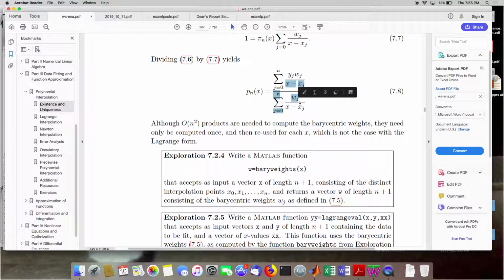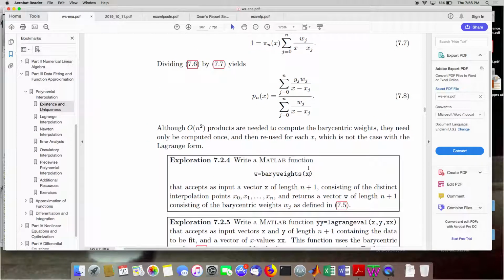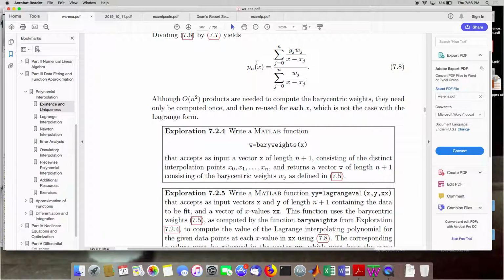So for each element of xx, you need to perform that check first, and then if xx is not in x, then you use this formula. So it's 7.8. So in writing this function, should I think of it as just a straight Lagrange with barycentric? Just think of it like that first. The barycentric is just the weight that makes the difference. So this function is just going to do the weights, and then this function will make use of them in this formula. Because I'm thinking the only difference of barycentric with Lagrange is the weight. That's the difference with both of them.